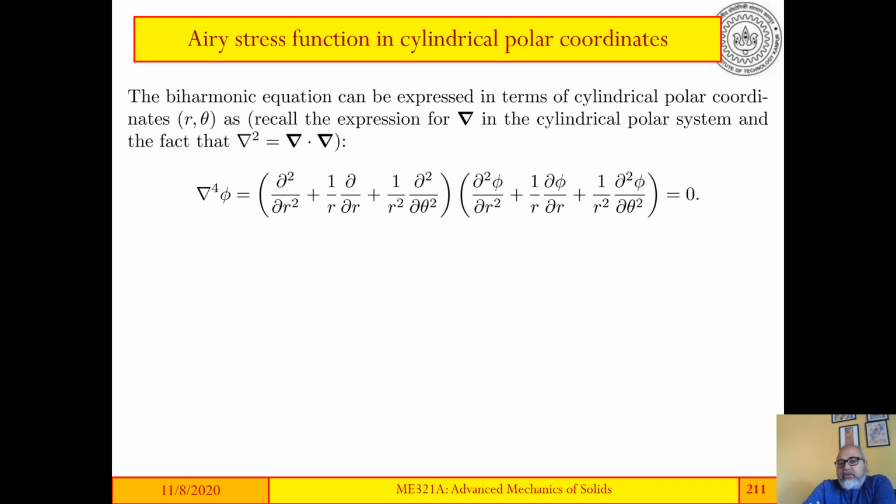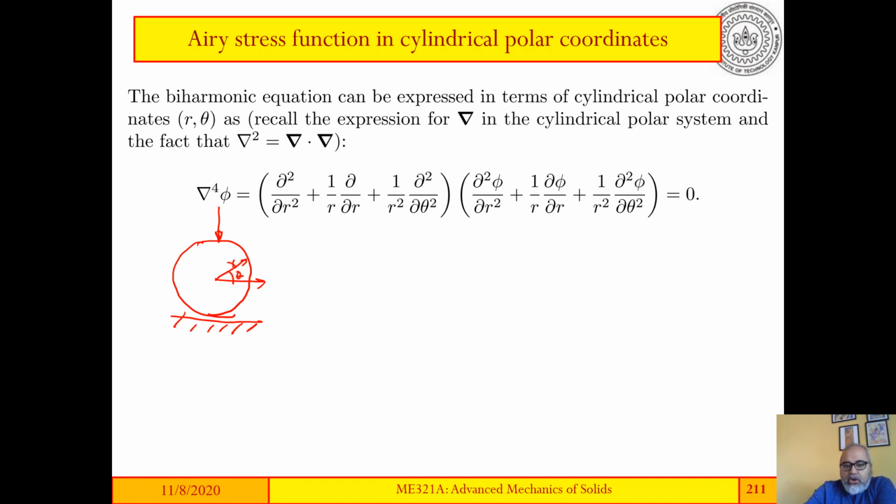There are important situations in which you need to use the cylindrical polar coordinates rather than the Cartesian coordinates in order to solve problems with the biharmonic equation involving the Airy stress function. Now, some of these cases are obvious. For example, if you have a circular disk which is thin in the out of plane direction, so you have a circular disk on a flat surface subjected to, let's say, a load. This kind of problem has a cylindrical geometry, so it is easier to solve in the r theta coordinate system rather than in the Cartesian coordinate system.